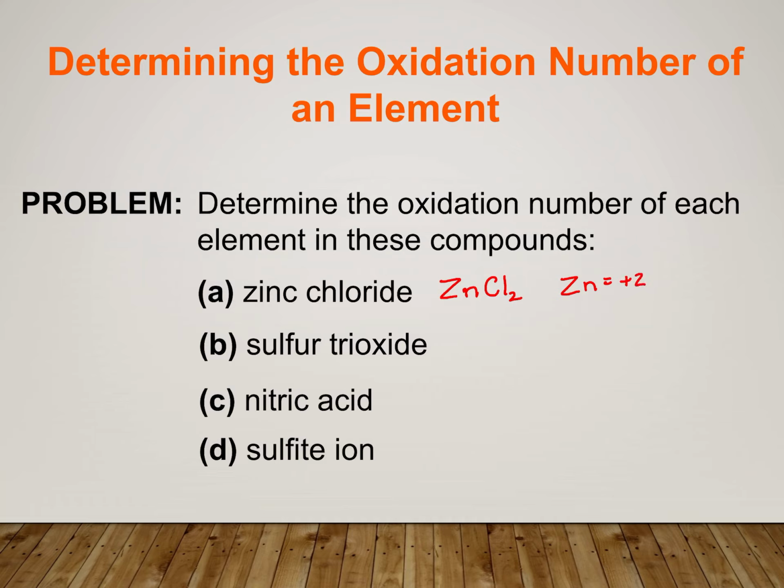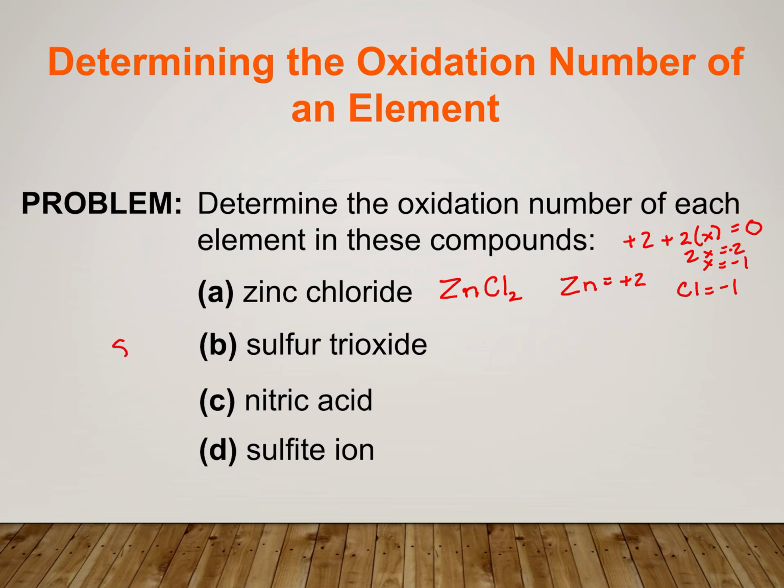Which means that for chlorine, if we have +2 here, and then 2X, using X again for our chlorines, that's going to equal 0 because this is a neutral compound. So we'll move that 2 over, so we get 2x equals -2, and so x equals -1. That means chlorine is a -1 charge. Okay, so zinc is a +2, chlorine's a -1.